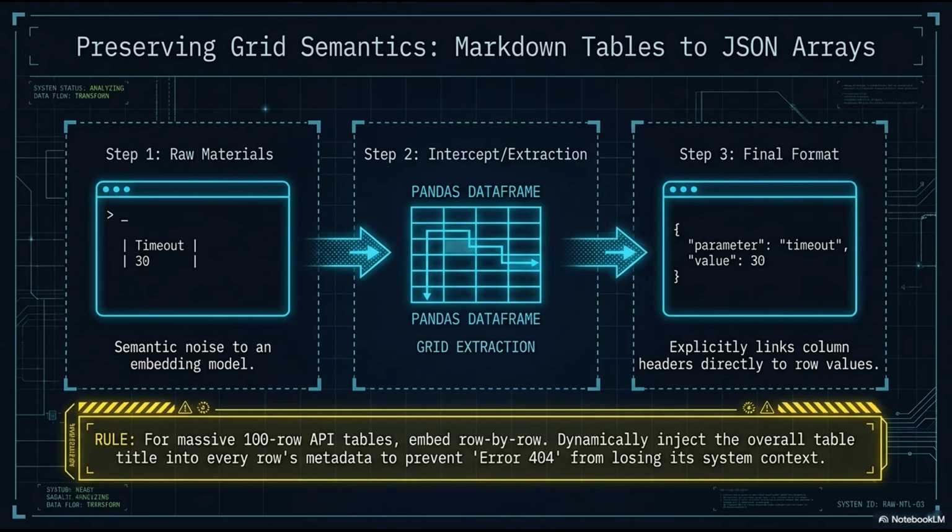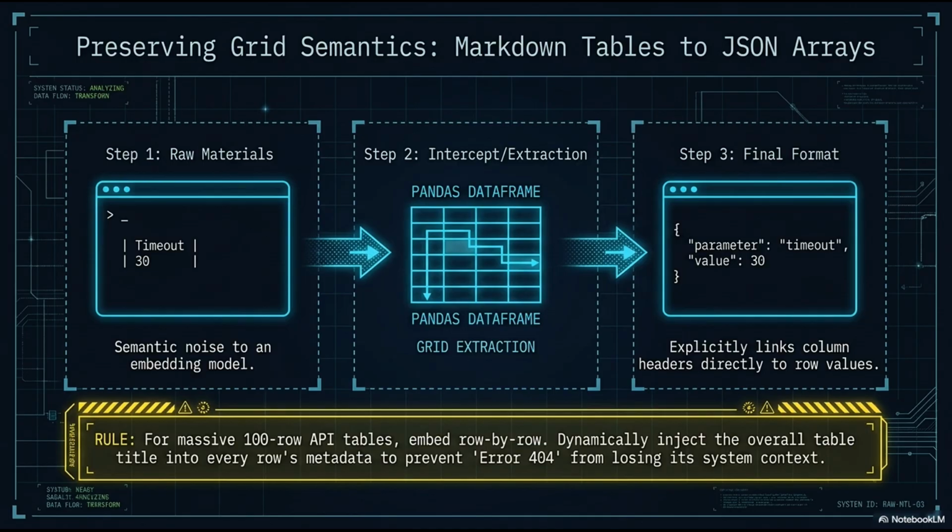Okay, that makes sense. However, and this is a trap that destroys many RAG pipelines, if you isolate a single row for vectorization, the text string is just error 404, meaning not found. That chunk has entirely lost the context of what system it belongs to. Right. It could be an HTTP error, a custom gateway error, a database error. The LLM has no idea.